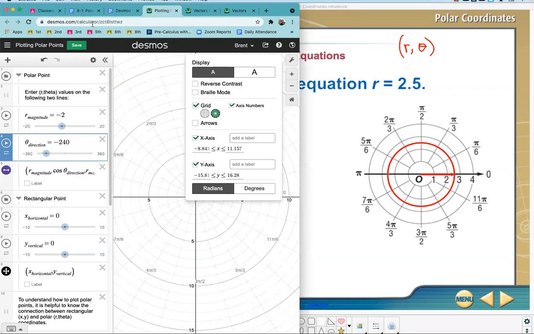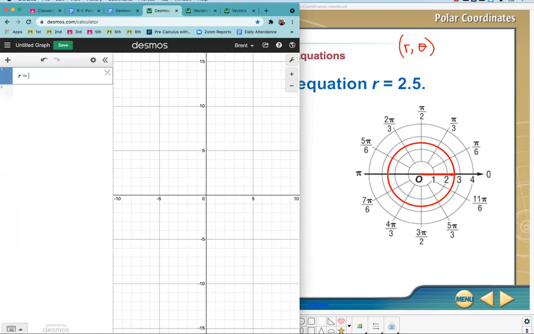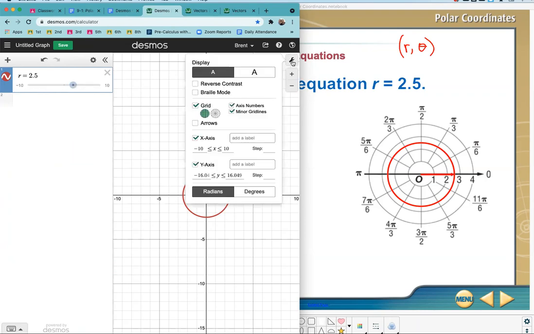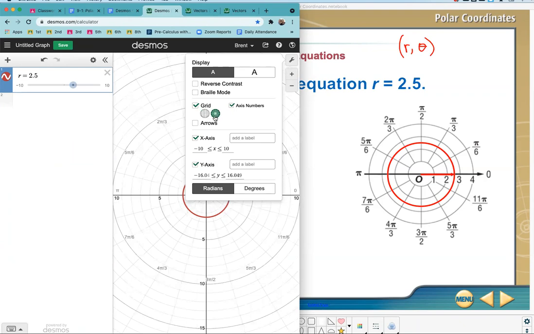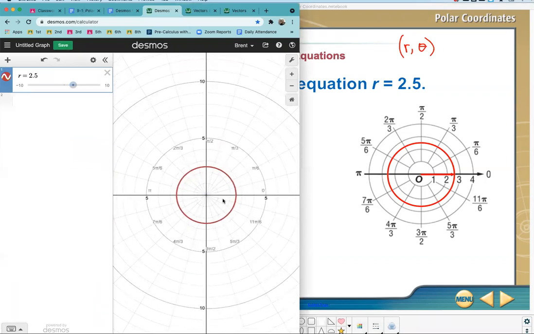Could you graph this in Desmos? Yes, very easily. Let me just get a blank graph to show you. r equals 2.5. It's a circle. And by the way, if you hit the little graph settings over here in the top right, the grid, that second option is how you switch over to polar, by the way. Just so you know. You can see it is a circle with a radius of 2.5. There's 5 there, so that means it's 1, 2, 2.5.